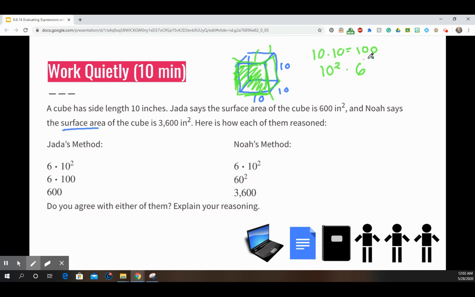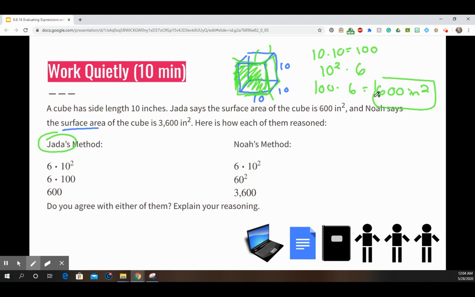So I'm going to have to figure, I know that 10 squared is 100. And I'm going to take 100 and multiply by 6, and I'll end up with 600 inches squared there. And which kid did my work match? My work matched Jada's method. Here's where Noah went wrong, okay?